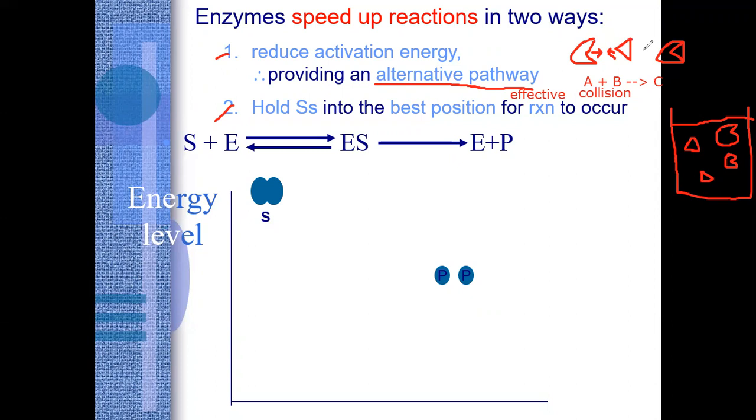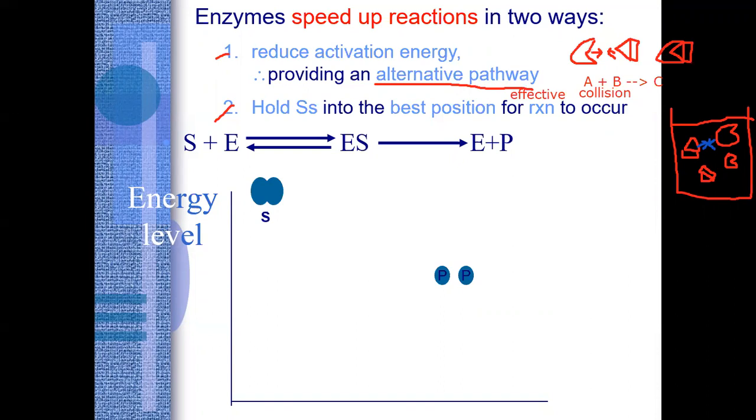Okay, let me do it this way. Let me make B like this. Then the example is good. So at any one time they move around and by chance they will collide with each other. So what happens is that when the B here collides with the A here, can you see that the reaction will not happen? Do you know why the reaction will not happen?